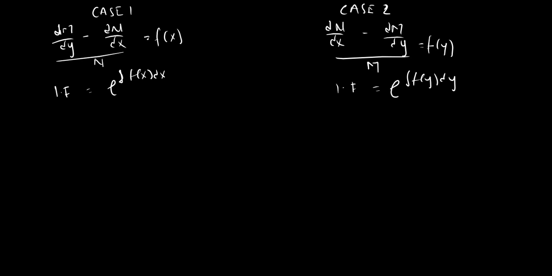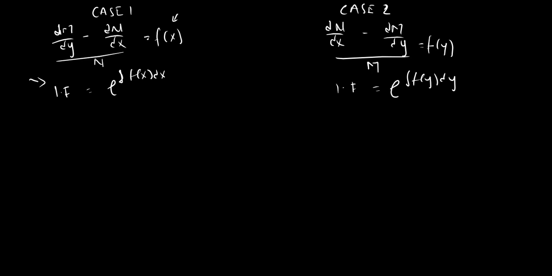So now the idea is, if you check if it's exact, the base form of the exact, and it does not work, you can check for case 1 and case 2. So if you check case 1 and you get it to be a function of x, you are going to now find your integrating factor, right? So it is a 4-step approach. The first step, you're going to check if it is exact. If it's not exact, you check for case 1 or you check for case 2.